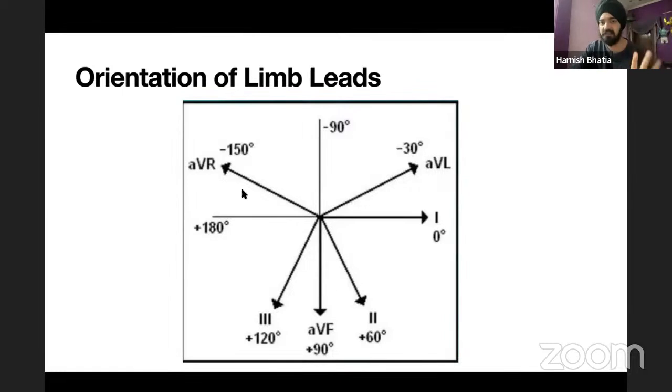This is the orientation of the limb leads with respect to the heart. This is important to understand. There is no need to memorize it, just screenshot it and read it later. But you should understand how this orientation comes about: why 2, 3 and AVF are down, why 1 and AVL are here, why AVR is here. The exact numbers you can screenshot and read later. That is not a big deal. Okay? So this is clear.